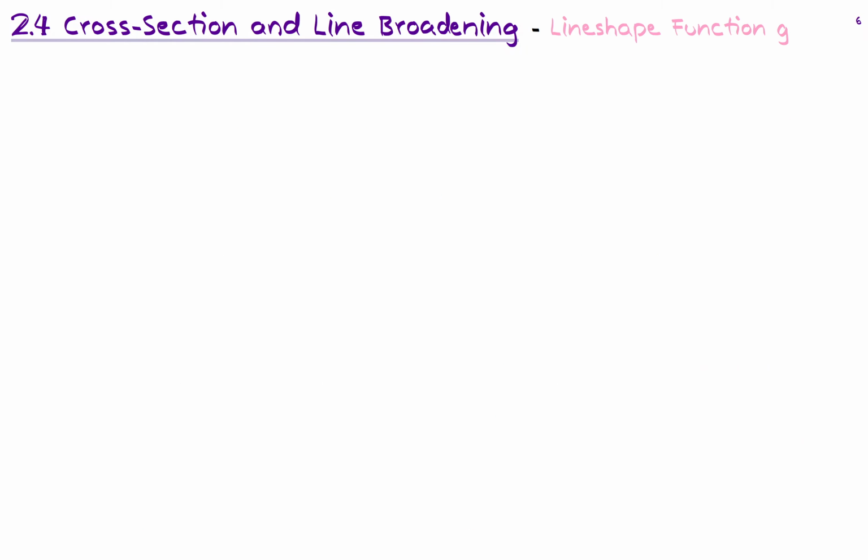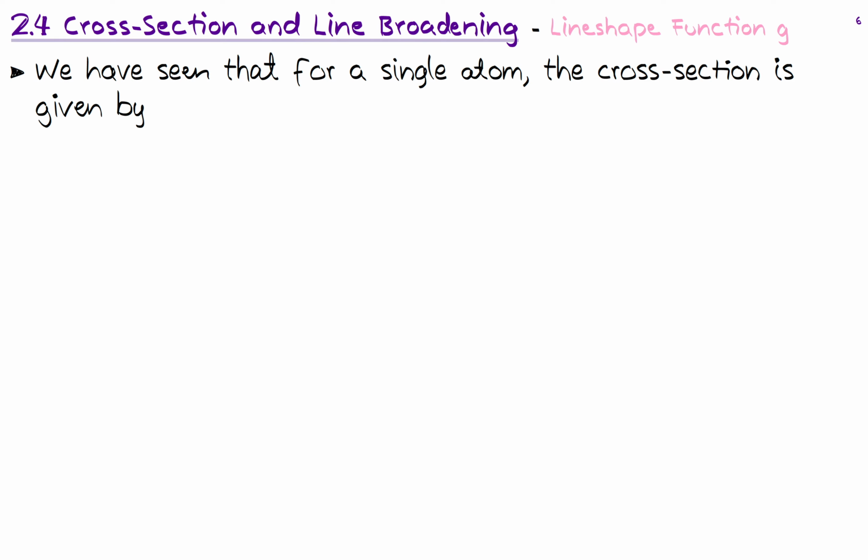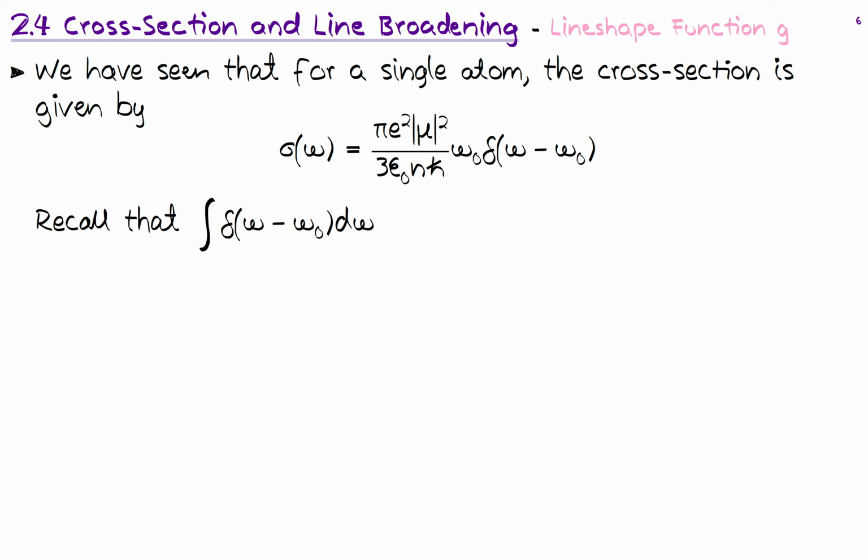What happens is that we are transitioning our treatment for using delta functions into distributions. We have seen before that for the case of a single atom, the cross-section sigma is given by this kind of term times the delta function. Recall that the delta function is defined such that when we integrate over frequency values, that's unity.